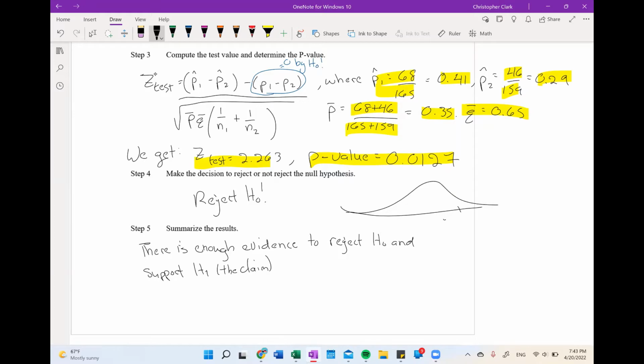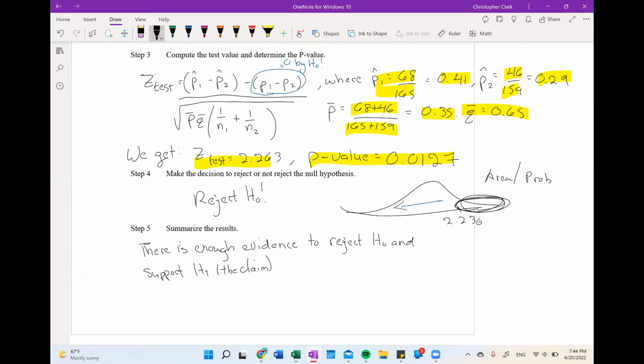If we have 2.236, we're just interested in this chunk right here, this area or this probability. And so when we look up 2.26 in our table, or if we use Excel, remember it's going to give us everything in this direction, so we need to do 1 minus that.